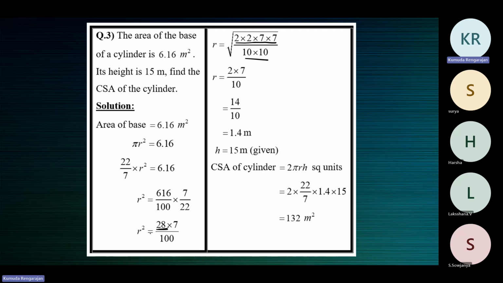So r square is equal to this one. So r will be equal to the square root of this one. So from 2 2s, 1 2 comes out. From 2 7s, 1 7 comes out. And from 2 10s, 1 10 comes out. So r is 14 by 10 or 1.4 meters.